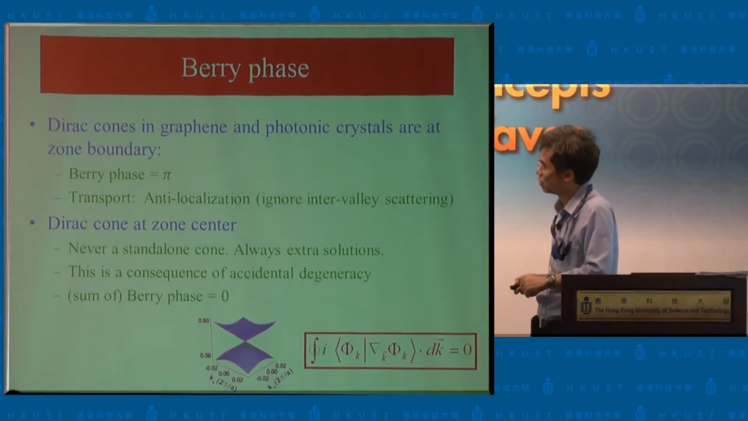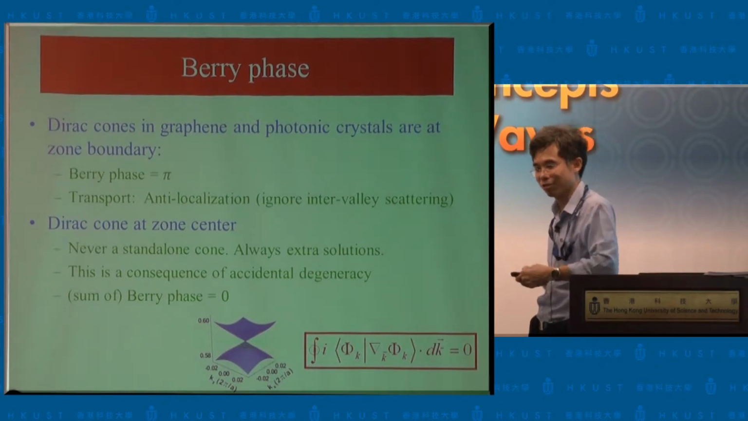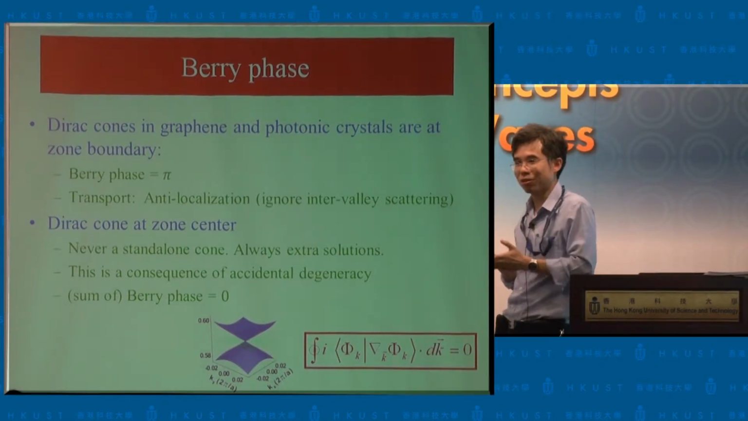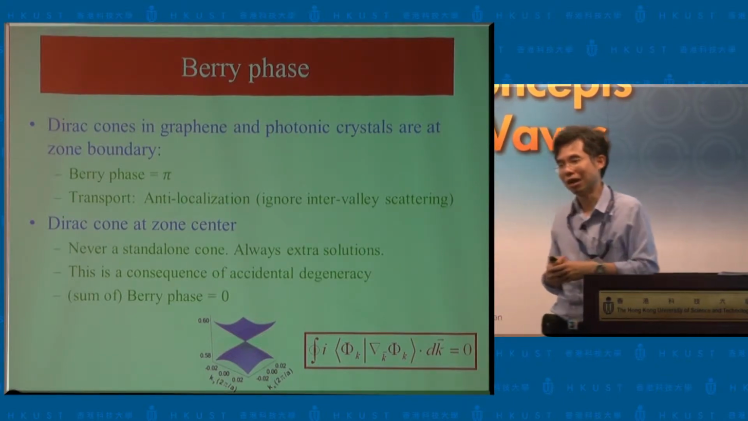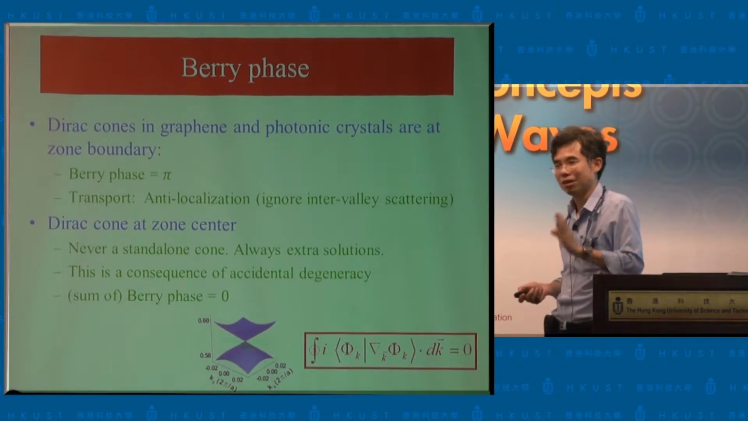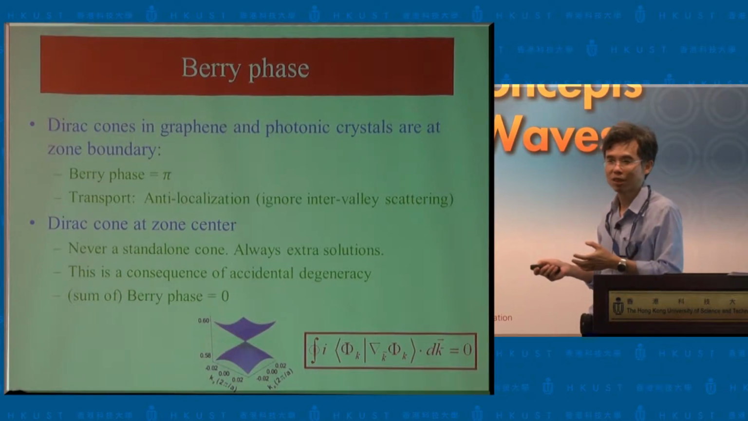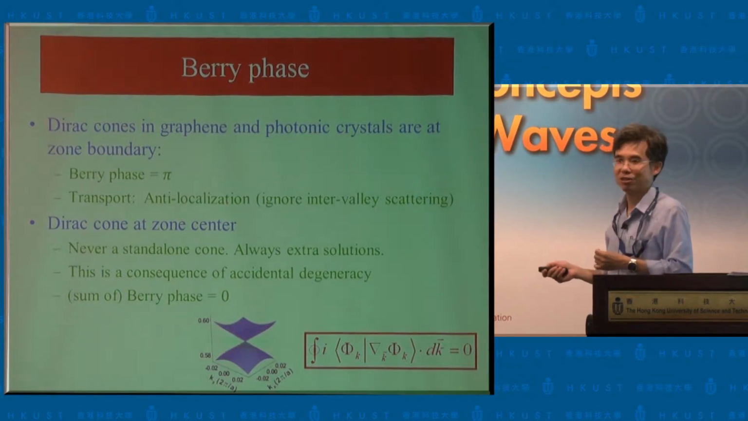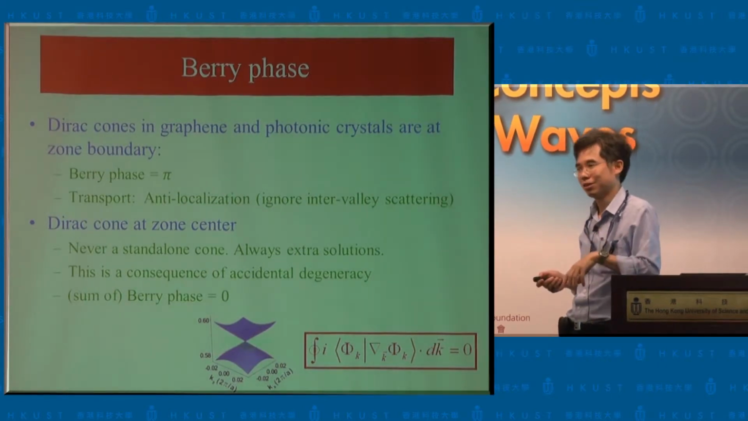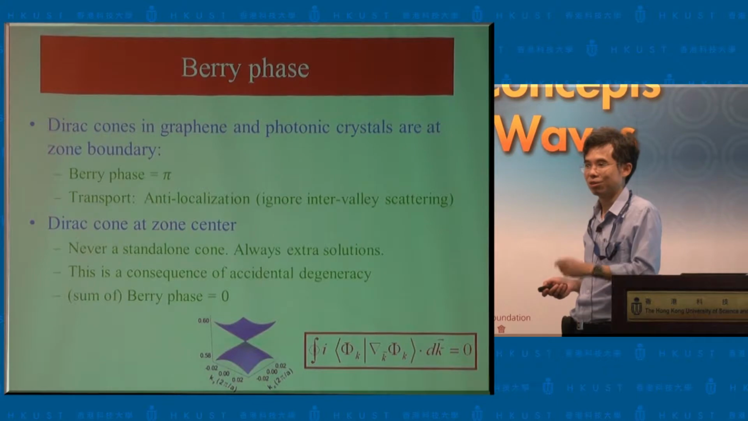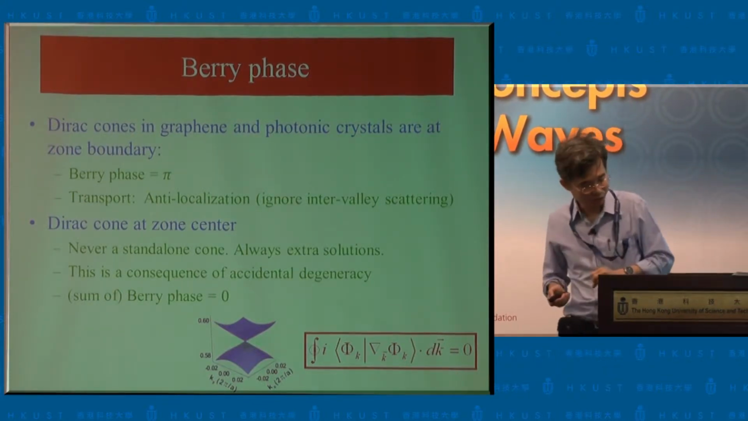Now, however, I do want to say that what we have now is a photonic crystal that gives you a Dirac Cone. But this Dirac Cone has a lot of different properties from a Dirac Cone that you find at the zone boundary. For example, a lot of the interesting physics of the Dirac Cone at the zone boundary comes from this Berry phase of being pi, which is not zero, not 2 pi. However, at the zone center, it can be proved that the Berry phase is always zero. And there are some very subtle reasons for that.